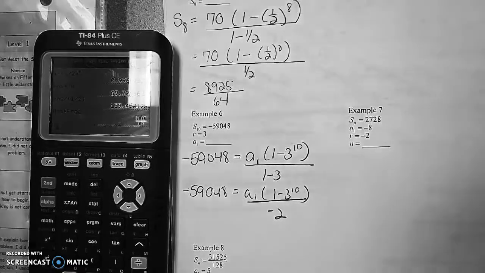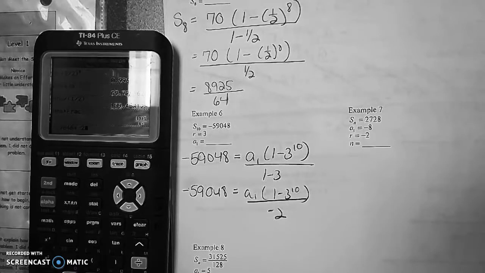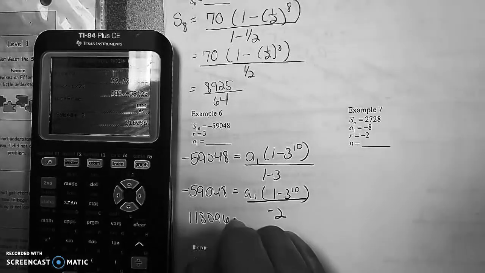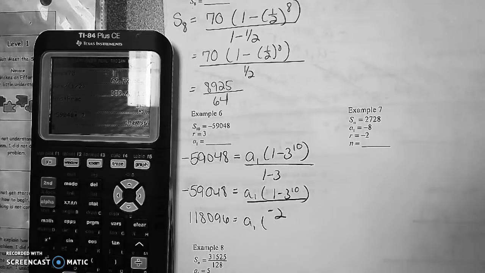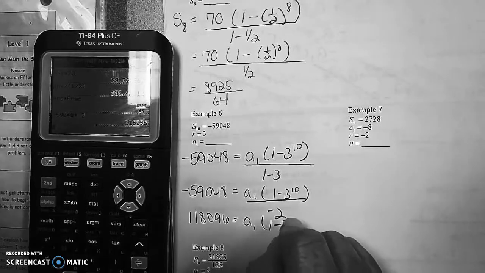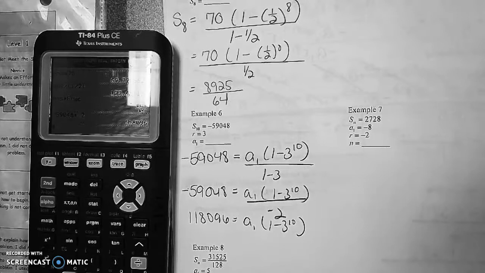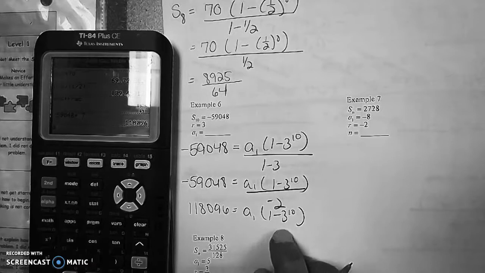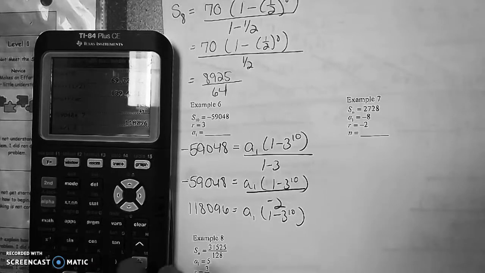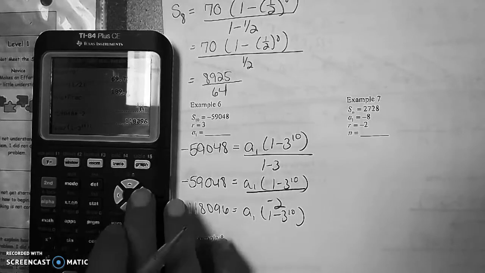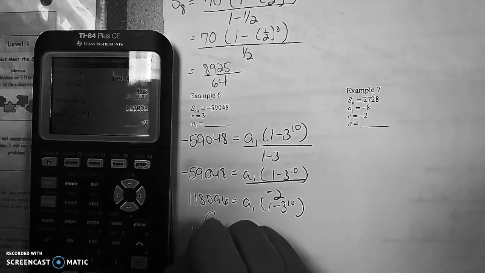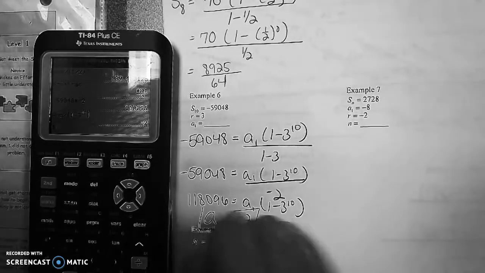So I'm first going to multiply by negative 2. I'm going to go ahead and leave this because that's going to be an ugly number to try to write out. I'm now going to divide both sides by 1 minus 3 to the 10th. Make sure in your calculator you use parentheses there. And when I do, I find A1 is negative 2.